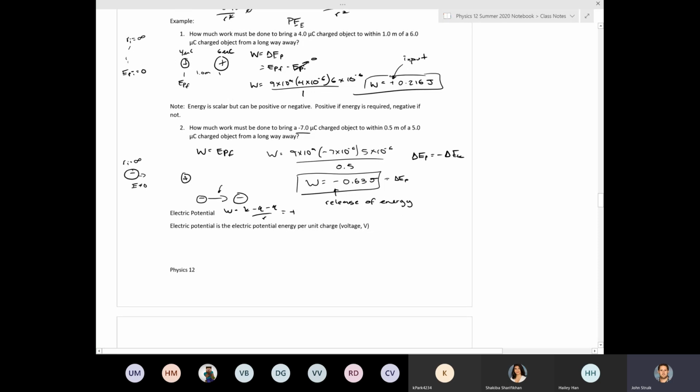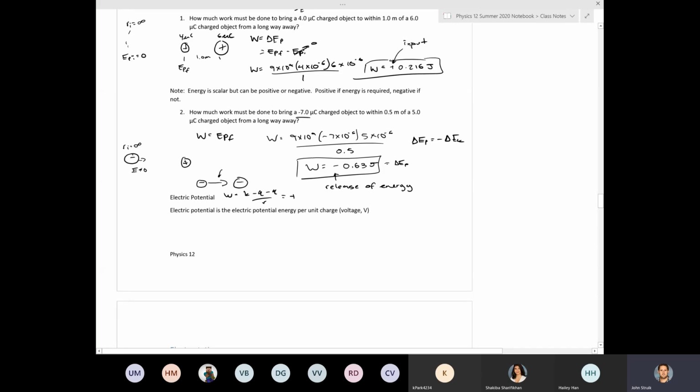Okay, so that's electric potential energy. That's probably the easiest concept. This is probably the hardest concept, electric potential. So it's this weird concept of what happens in the space surrounding a charge.